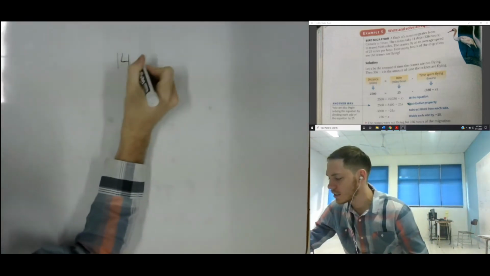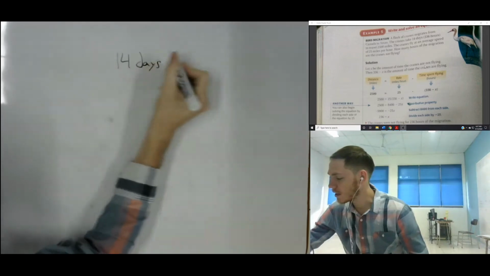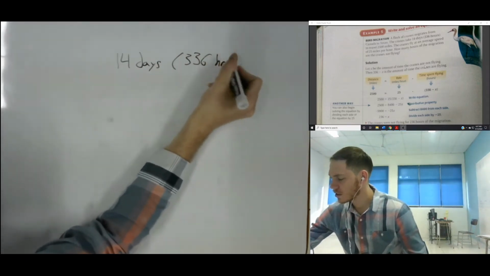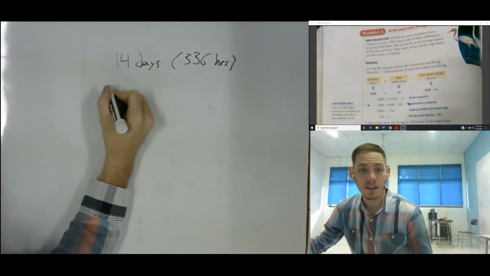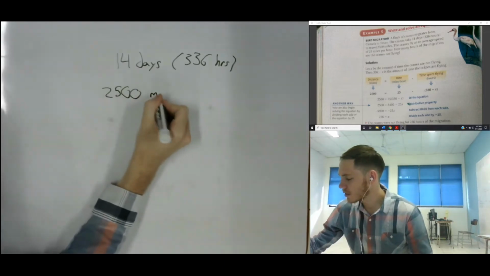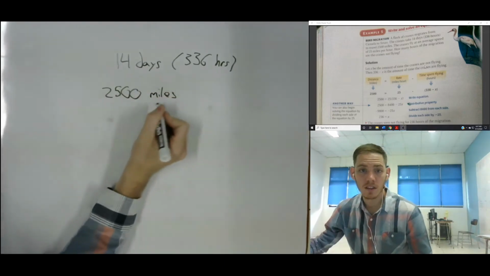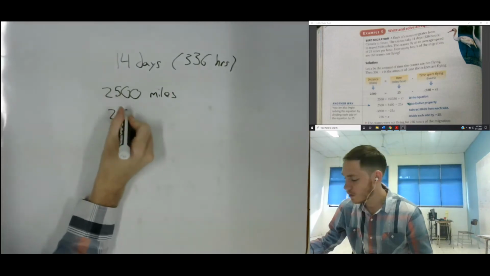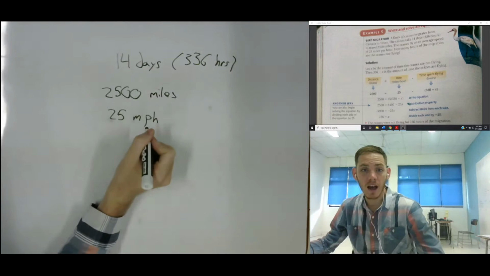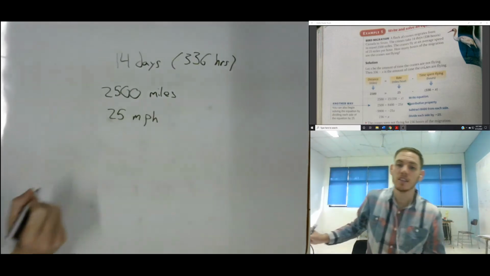Okay. A flock of cranes migrates from Canada to Texas. It takes 14 days. So we know it's 14 days. They give us how many hours? 336 hours. And travels 2,500 miles. Its average speed is 25 miles per hour. How many are spent not flying?